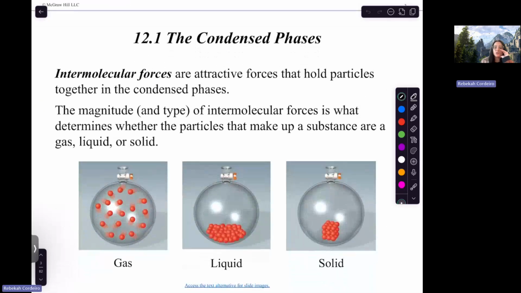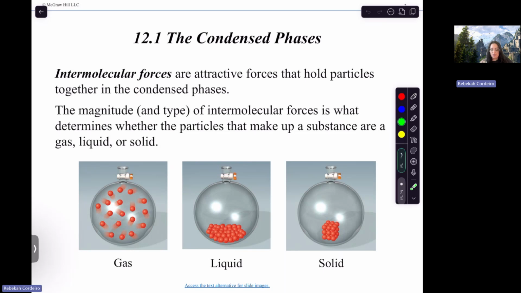And the first section is pretty short, just as a kind of reminder of intermolecular forces. These are some things that you may have seen in Chem 101. Basically, intermolecular forces are attractive forces that hold the particles together in their condensed phases. So condensed phases are just like the smallest amount of space between particles.